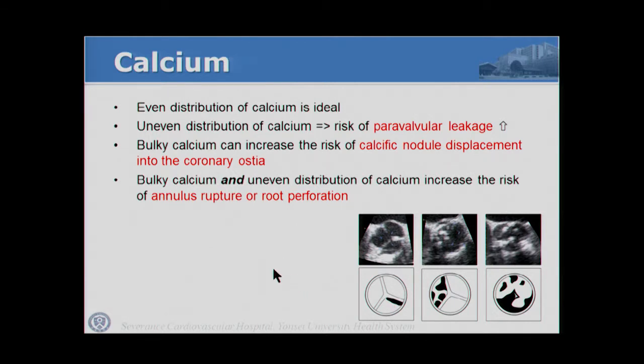When we focus on the aortic valve morphology, the calcium is an important factor for the TAVI procedure. So even distribution of calcium is ideal. And if there is uneven distribution of calcium, then there is an increased risk of paravalvular leakage. And if there is bulky calcium, then the risk of calcific nodule displacement into the coronary ostia is increased. And especially when you have both, bulky calcium and uneven distribution of calcium, then there is an increased risk of annulus rupture or root perforation.